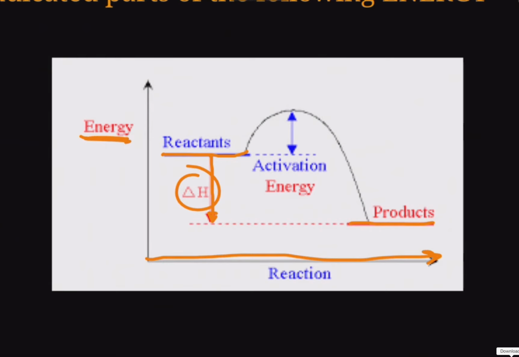So if the products are above the reactants, that's an endothermic reaction. If the products are below the reactants on the energy axis, then you have an exothermic reaction. And this peak here in the middle is called the activation energy. That's the amount of energy it takes to start the reaction. The reactants need a certain amount of energy in order to form what's called the activation complex, which would be right here. And once they reach that, then they can proceed to becoming the products.